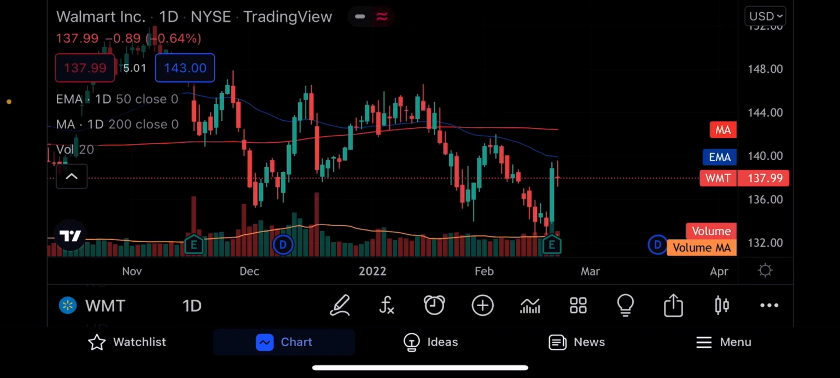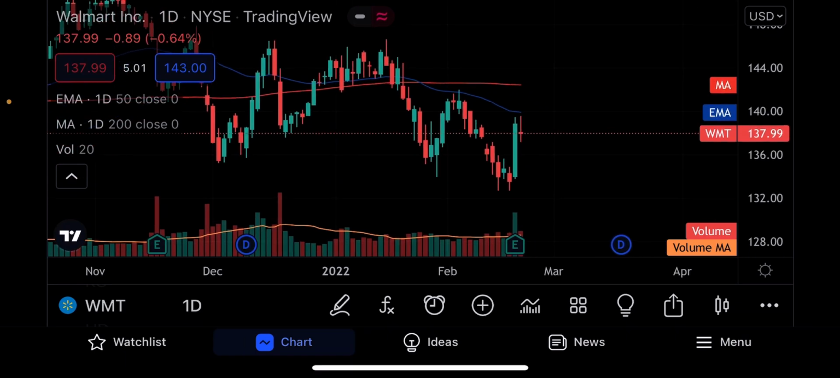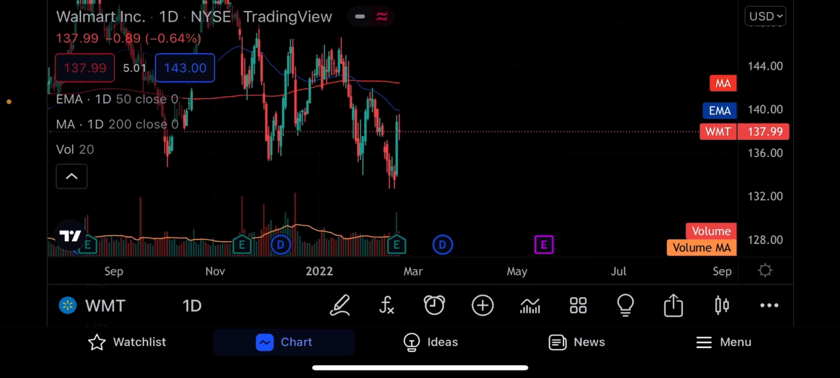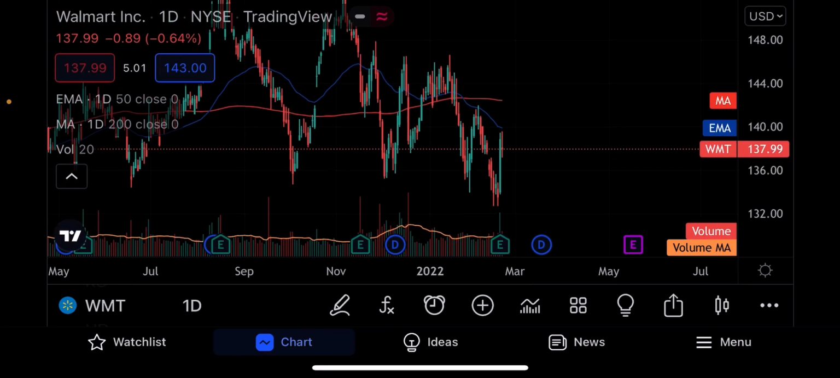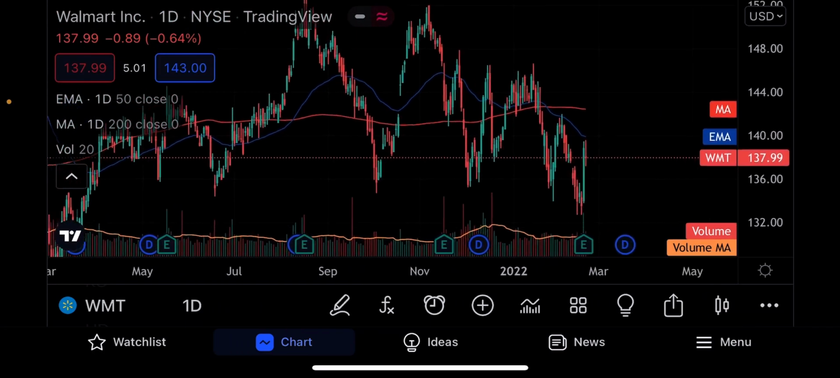Walmart, of course, had the big day on Thursday and is starting to show some life, but it's got a bit of a ways to go. That's a really choppy ride.